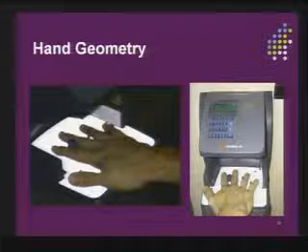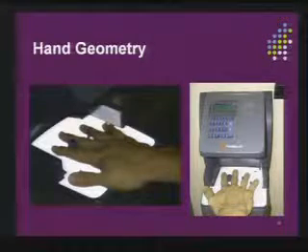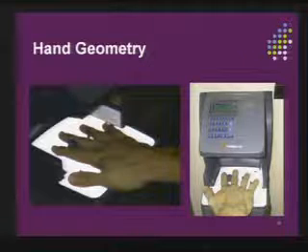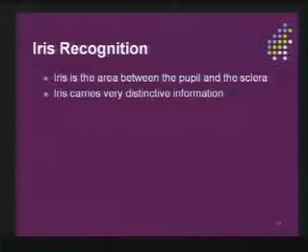You can see that you have to align your hand with the pins down here. You enter your number in the keypad. The camera points down and takes an image of the hand here. And you can see to the right up there, there's an area where you can take a side image as well. And so that is hand geometry.